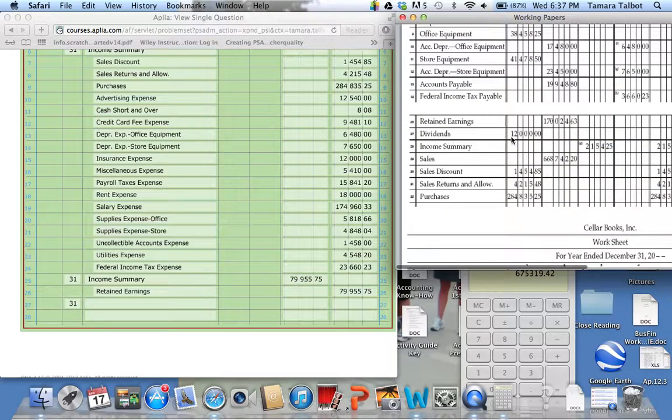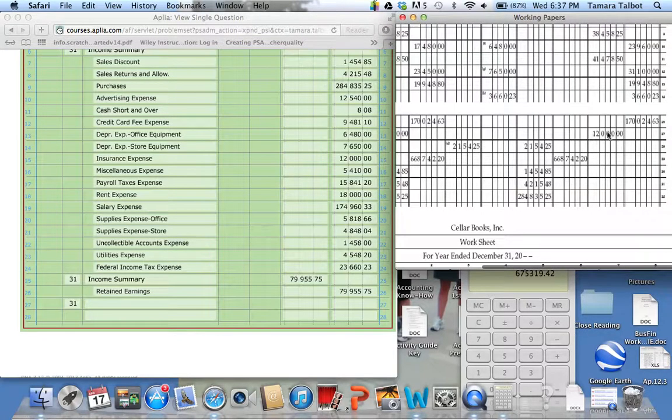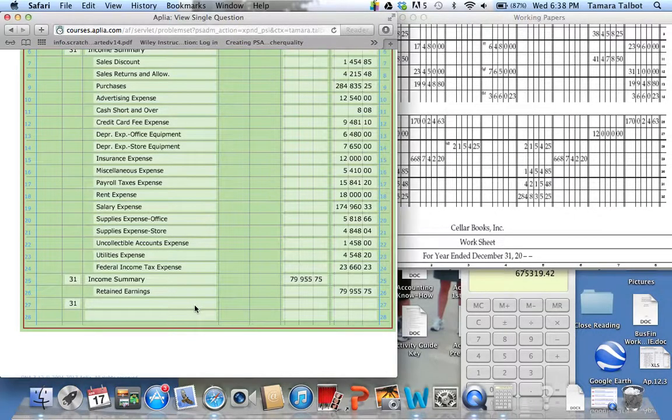Dividends is right here in the balance sheet. It had a balance of $12,000 debit. So to close it, you will need to credit the account. So we will debit retained earnings and credit dividends. And that is how you do the closing entries.